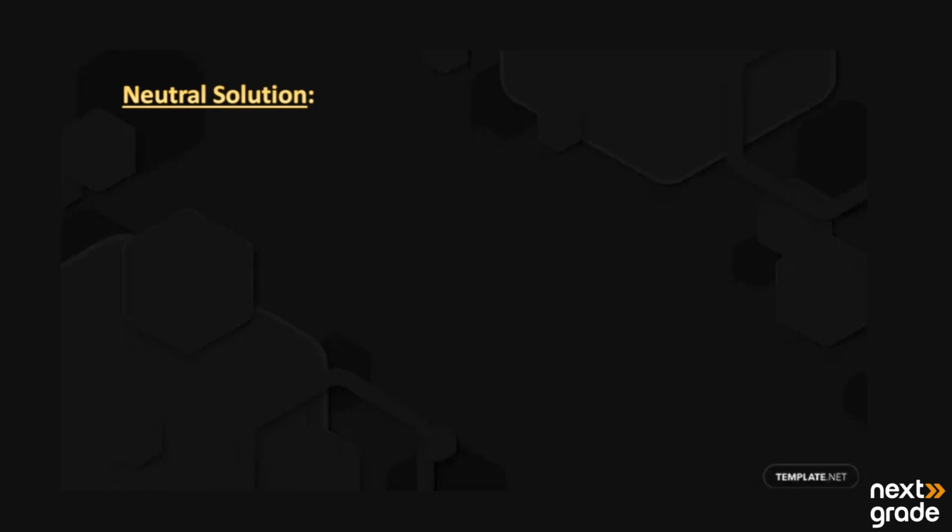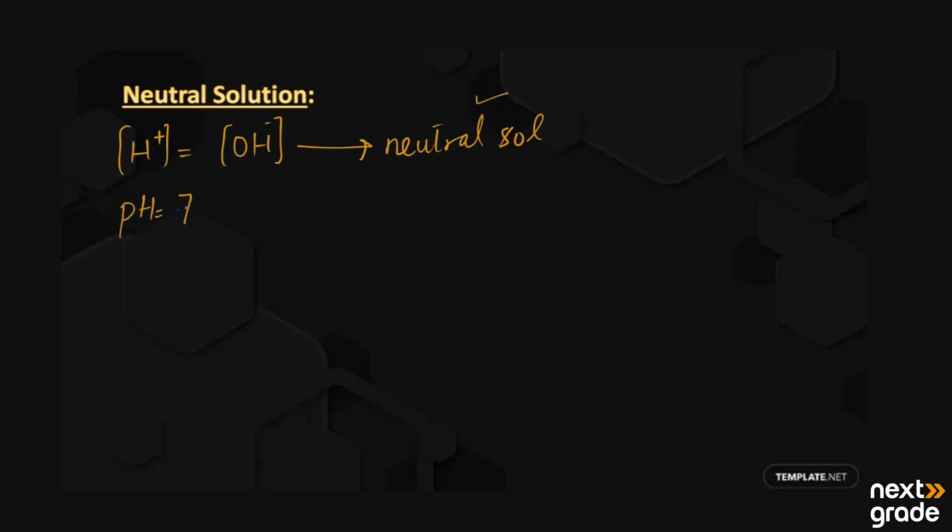Neutral solutions are those in which the concentration of H positive ions is equal to the concentration of hydroxide ions. At this point the solution is called a neutral solution. When the concentration of hydrogen ions and OH negative ions is equal, the pH is equal to 7 and the pOH is also equal to 7. So any solution having an equal concentration of hydrogen ions and hydroxide ions is said to be neutral.